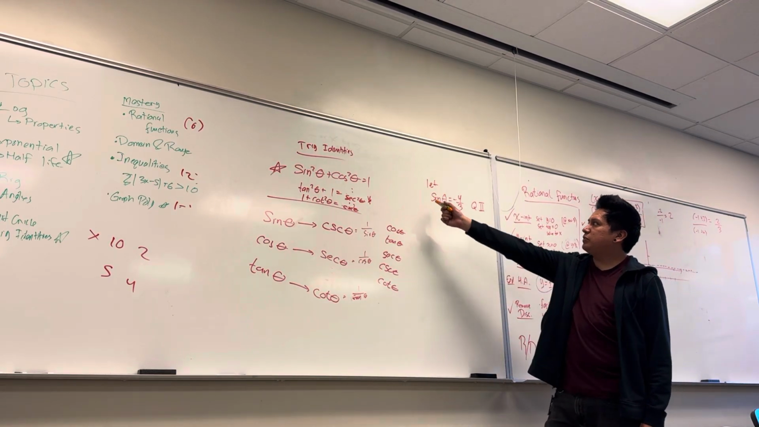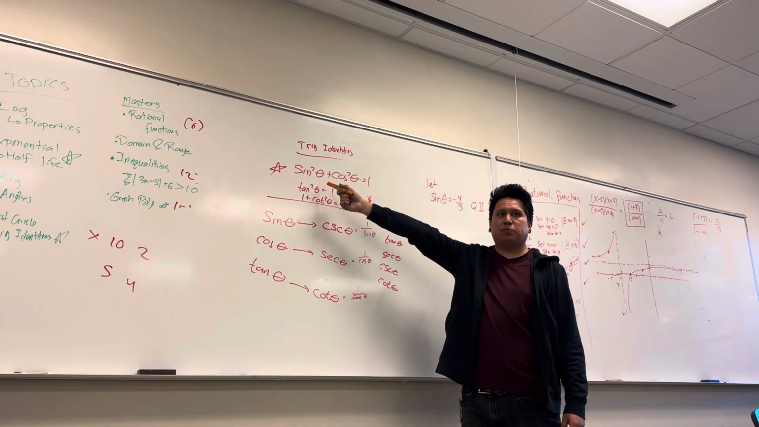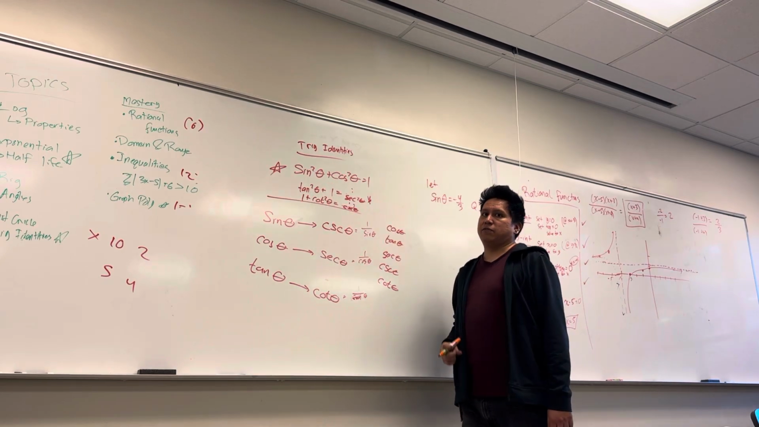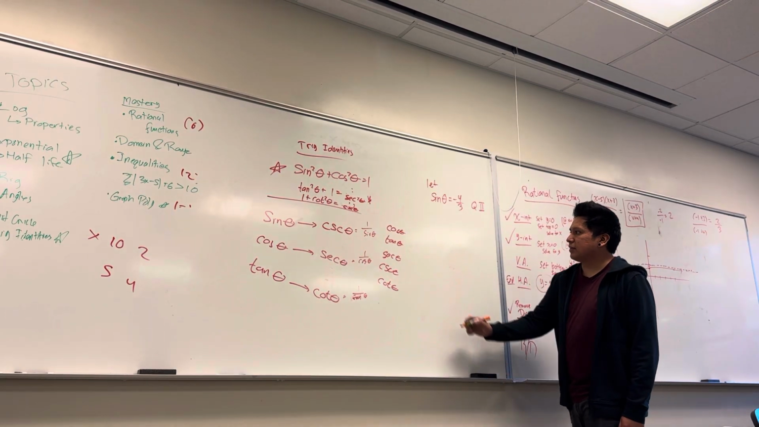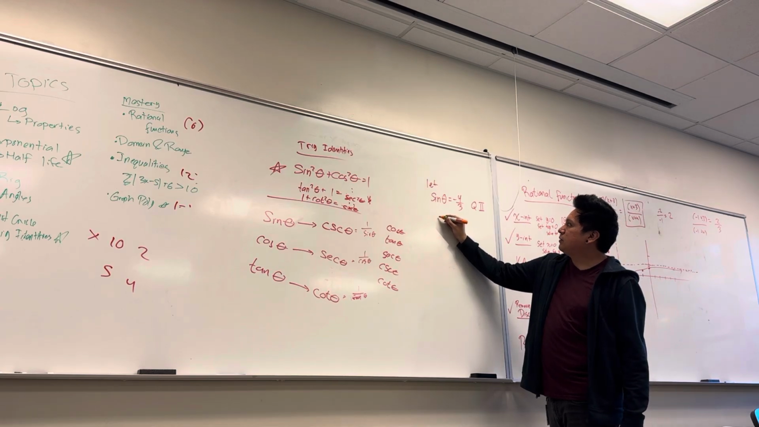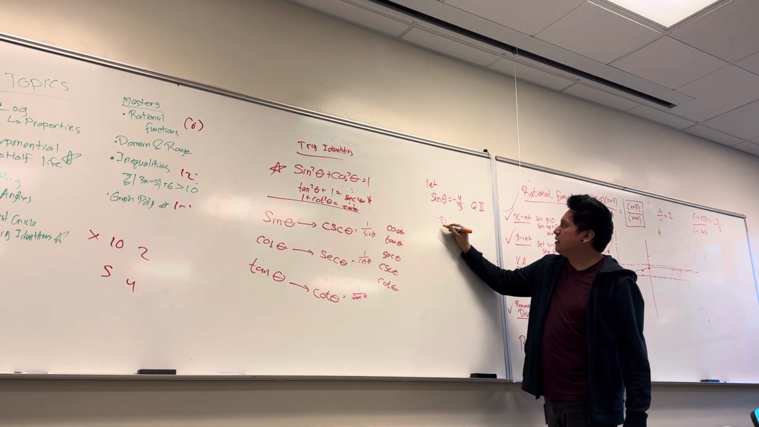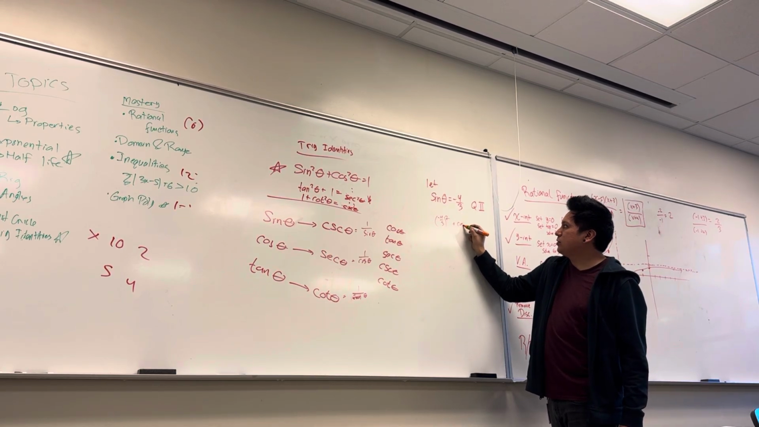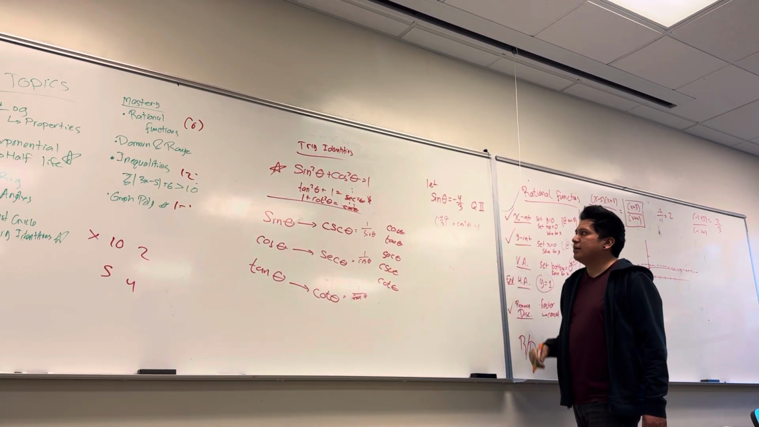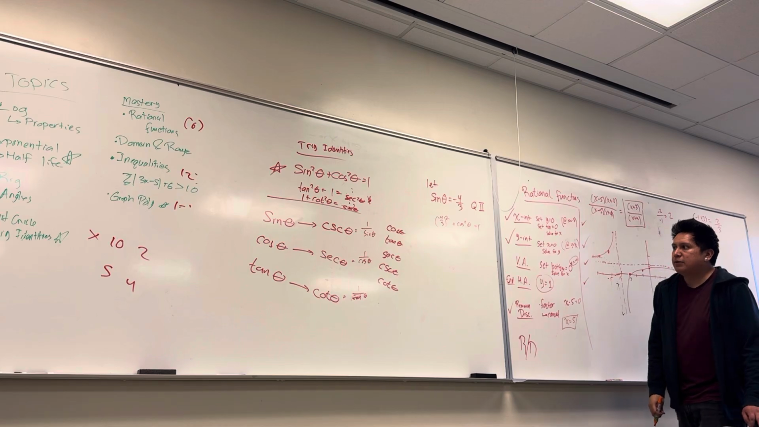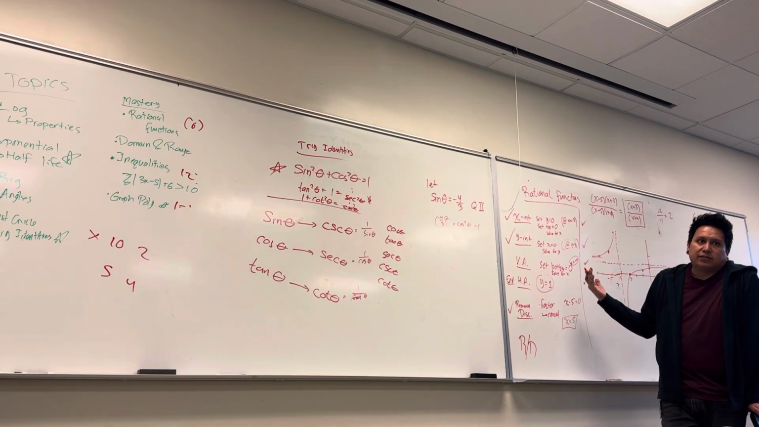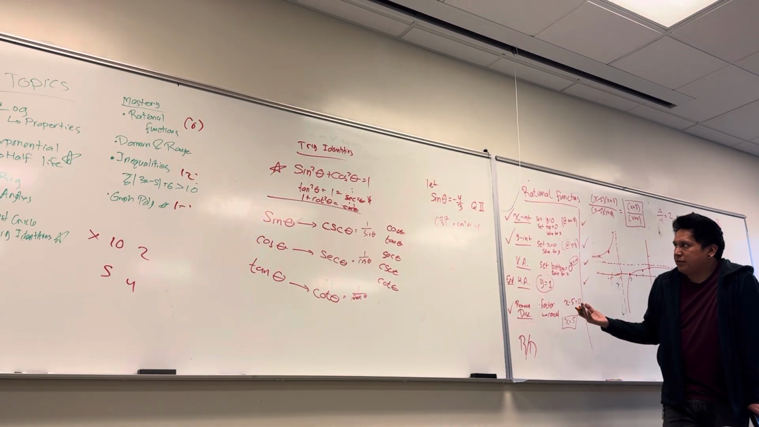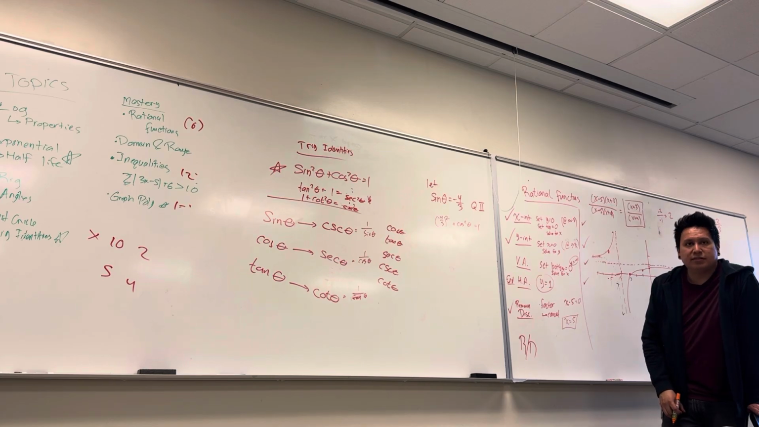So if we just use what we got, we can plug it in for sine and then solve for cosine, right? So let's do that. I'm just going to do negative 4 over 3 squared, and I'm going to add cosine squared theta and make that equal to 1. So the goal right now is just to solve for cosine. This is going to be an algebra kind of problem, right?